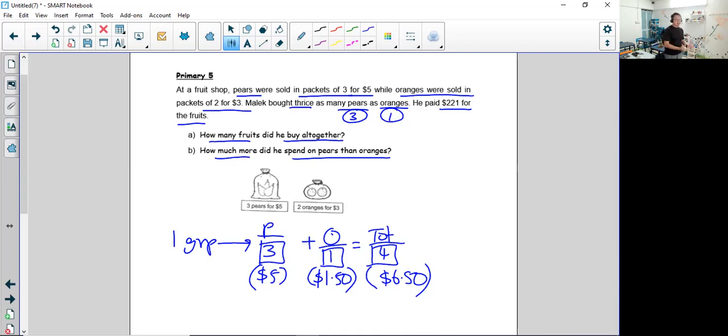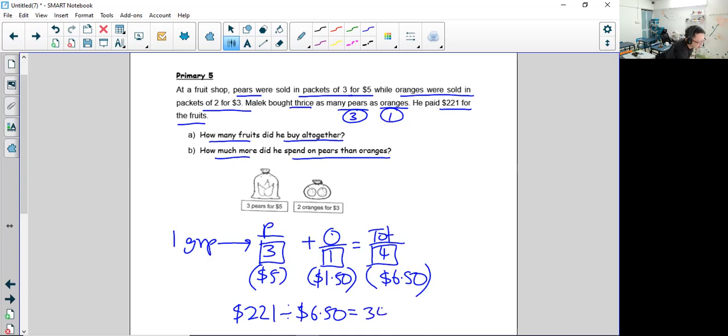So if he buys one group, then what is the total money he paid, which is $6.50. So you take $221, which is, we don't know how many groups, and you divide by one group, $6.50. And what do you get? Hopefully we don't get a funny decimal. 221 divided by $6.50, you get 34 groups.